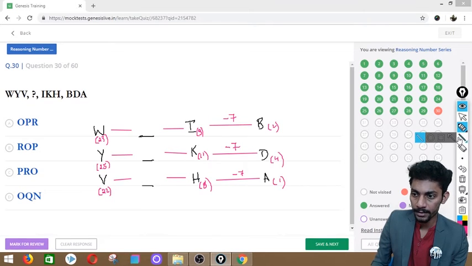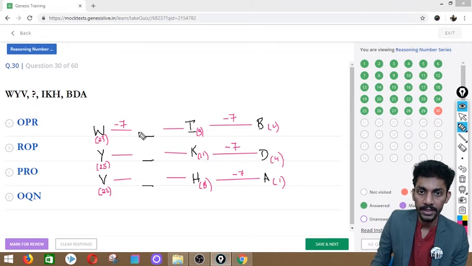Okay. So what is 23 minus 7? It is 16. What is the 16th letter? It is P. Now you can stop solving here because the only option which has P is option C. You can directly take option C as the answer.